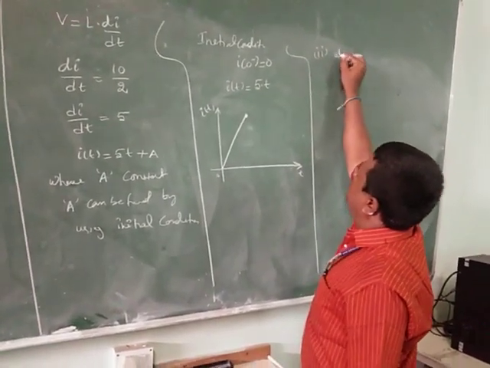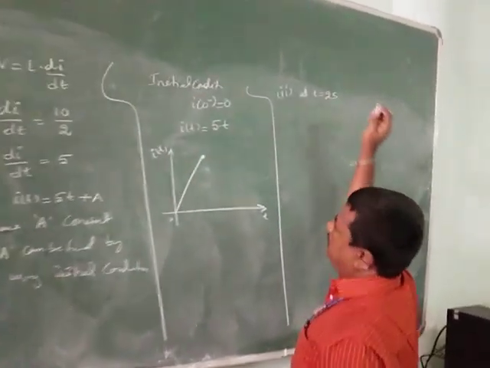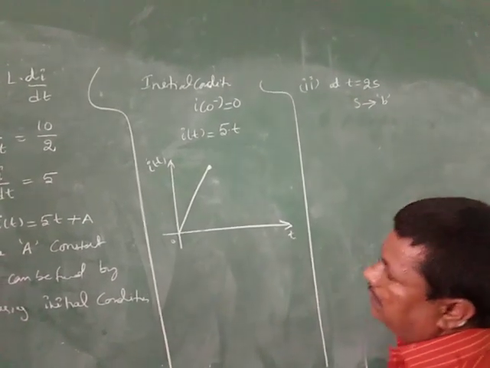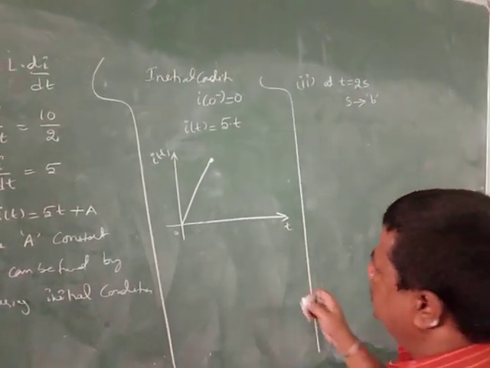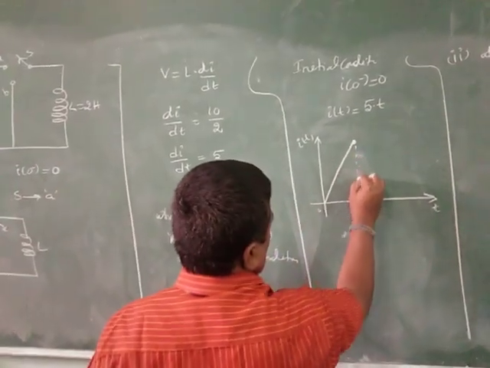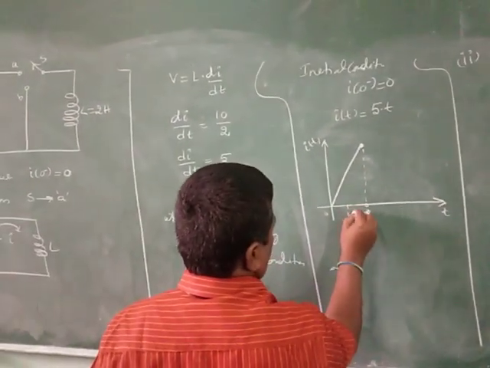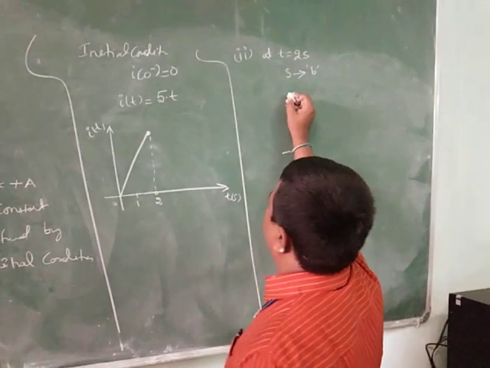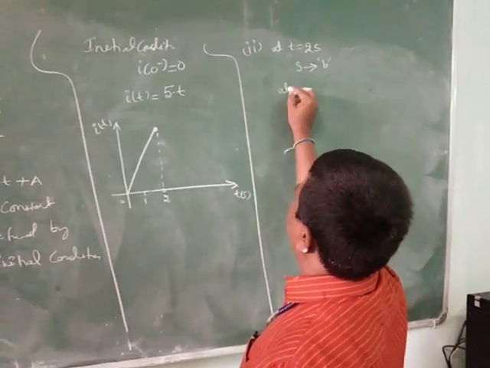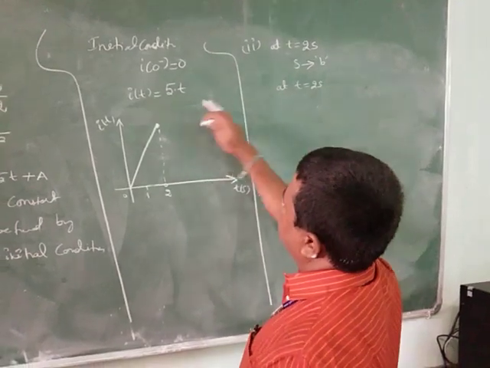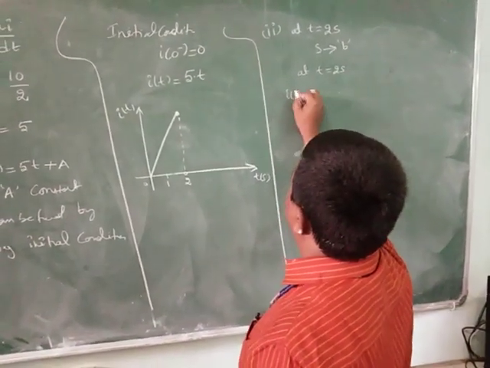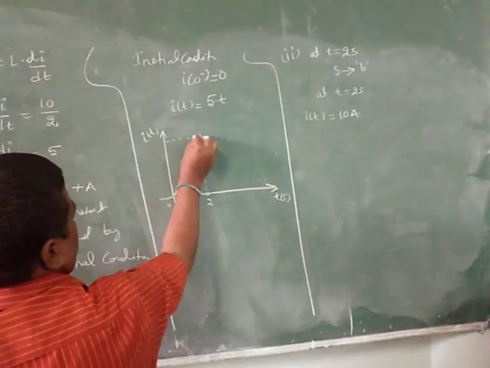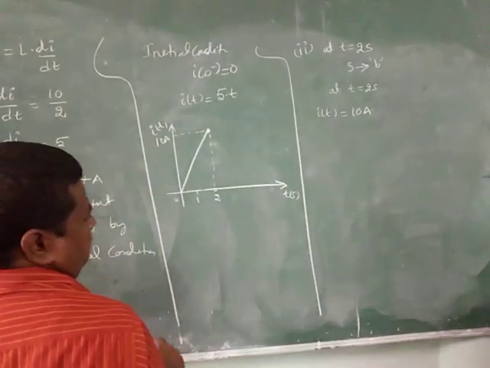case is at t equal to 2 seconds, S is connected to point B. Now here, at t equal to 2 seconds, this is 2 seconds, this is 1, and here t is in seconds. Substitute the t value here, then the maximum I of t is equal to 10 amperes. So this value is 10 amperes.